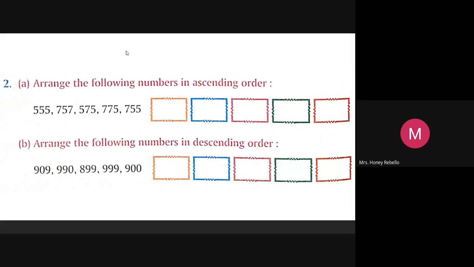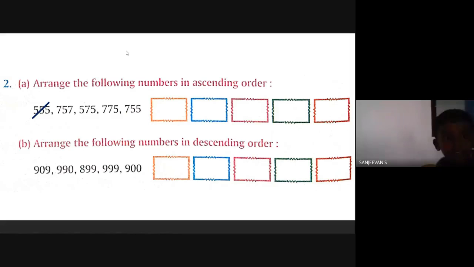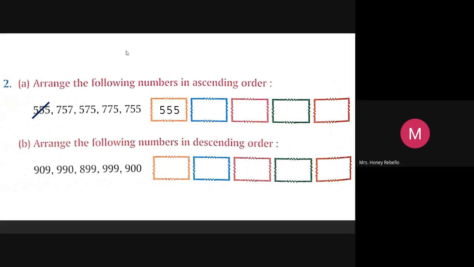Next one. Arrange the following numbers in ascending order. Okay. Please tell me the first number. Who's the next person? Sanjeevan. Sanjeevan, please tell me the first number. Yes, ma'am. Tell me the smallest number first. Hurry up. 575, 500, 585, ma'am. Very good. Second number.